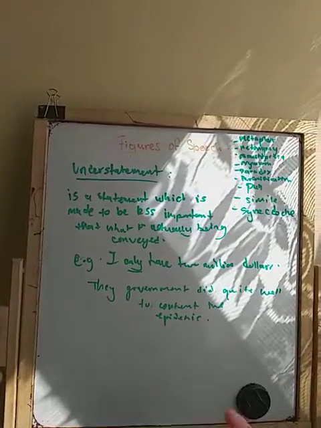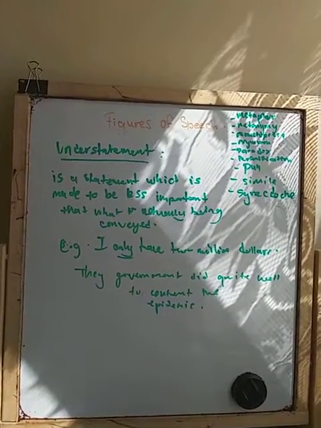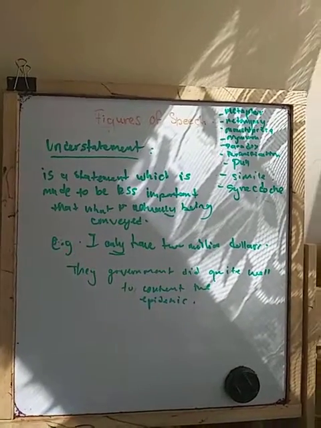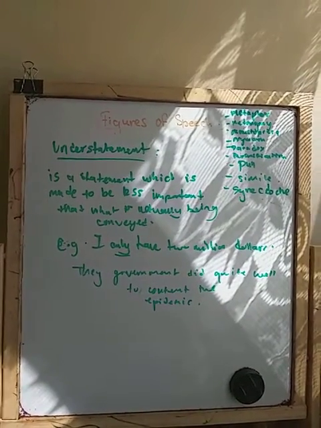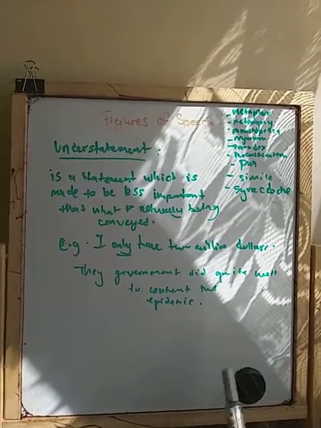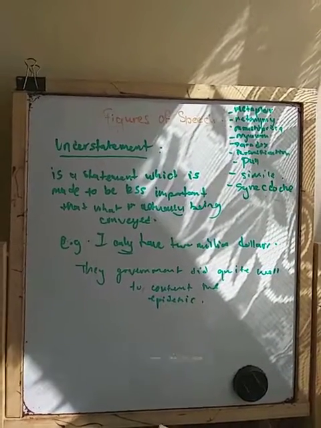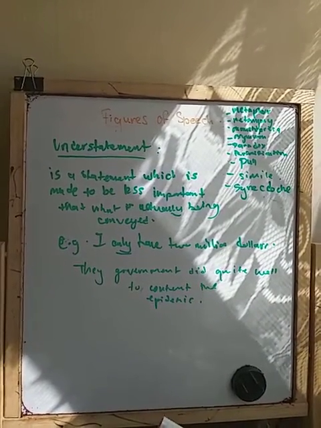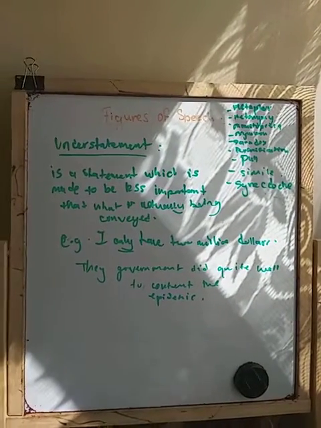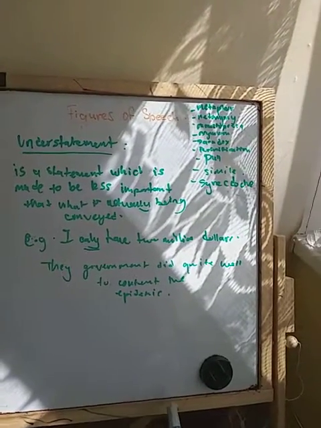And today we are going to understand what an understatement is. An understatement is something that is clear for many, because we say this is an understatement. It means that it means actually more than what I'm saying. So an understatement is a statement which is made to be less important than what is actually being conveyed. Conveyed is just like what you are communicating. So let's see some examples.